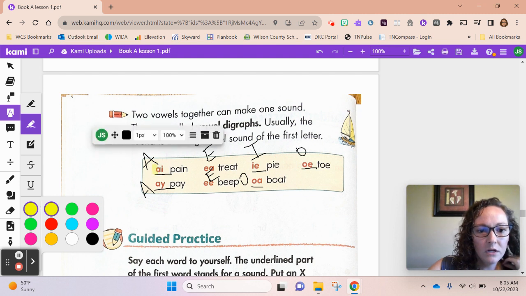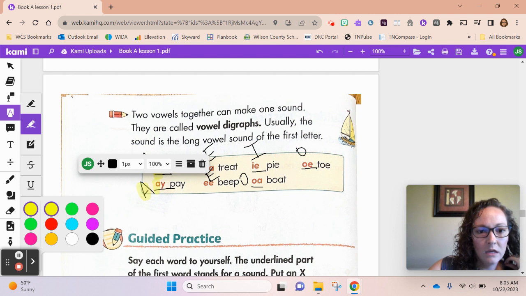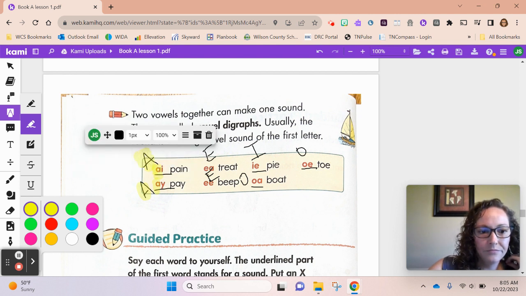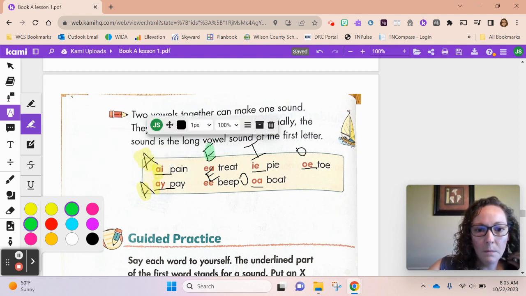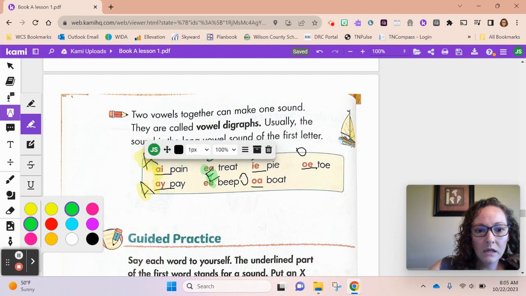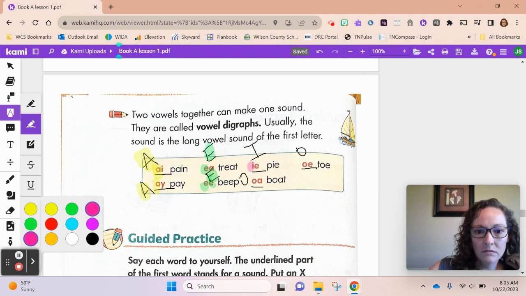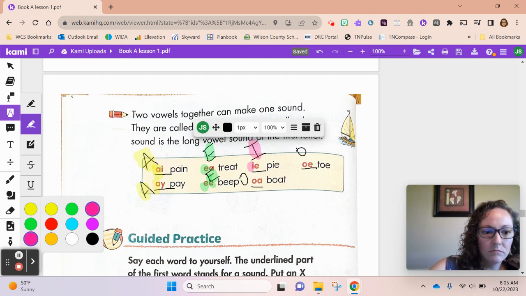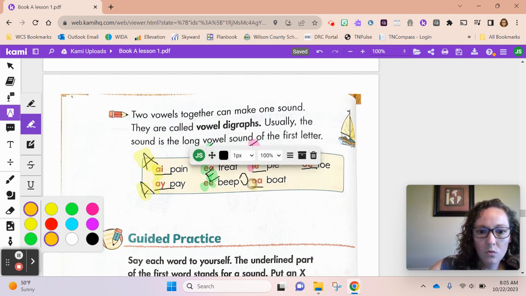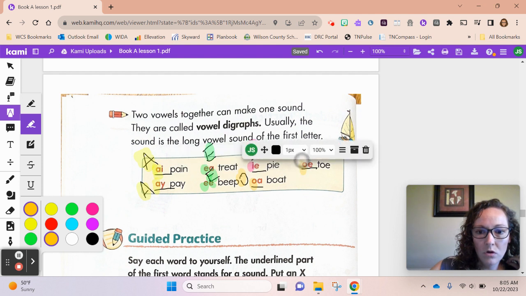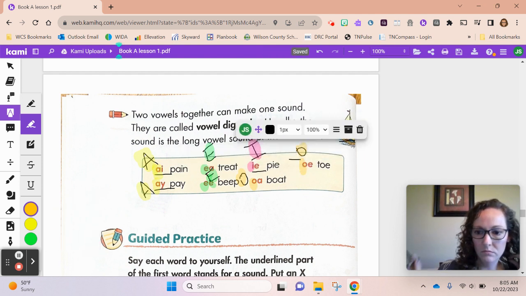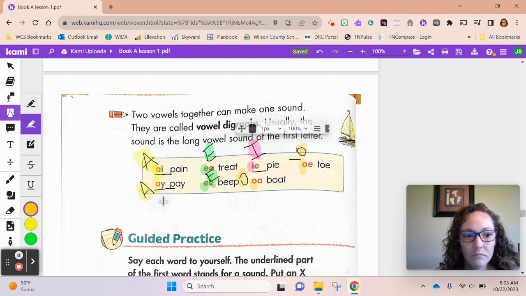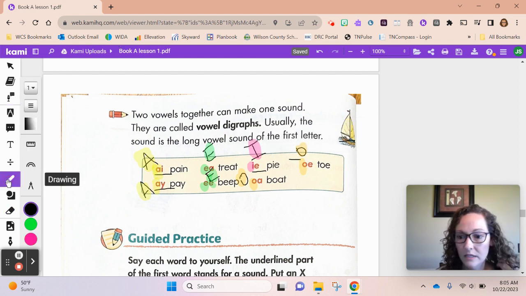The very first letter, A. E. I. O. Okay? So the very first letter says its name.